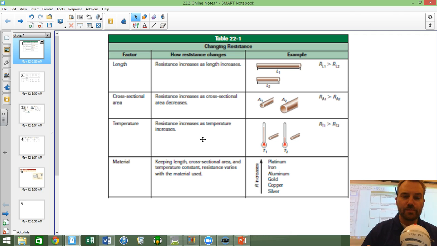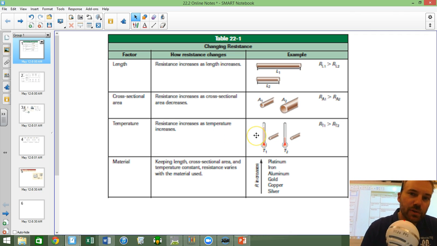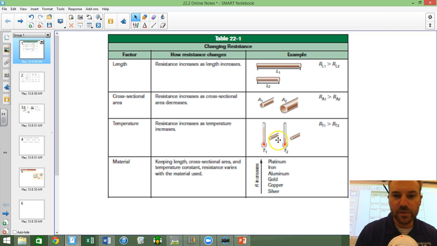Temperature: the cooler something is, the more current it can carry. So this is like supercooling. We did this when we had liquid nitrogen. We showed that it was superconducting when it got cold. And then finally, different materials. There are certain materials that are better at conducting than others. It turns out that silver and gold are actually really good conductors.